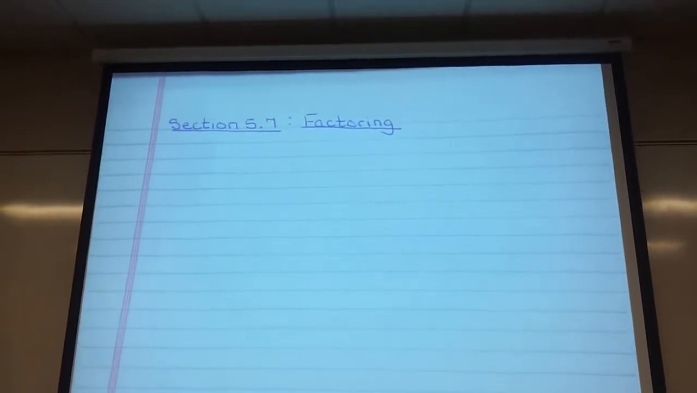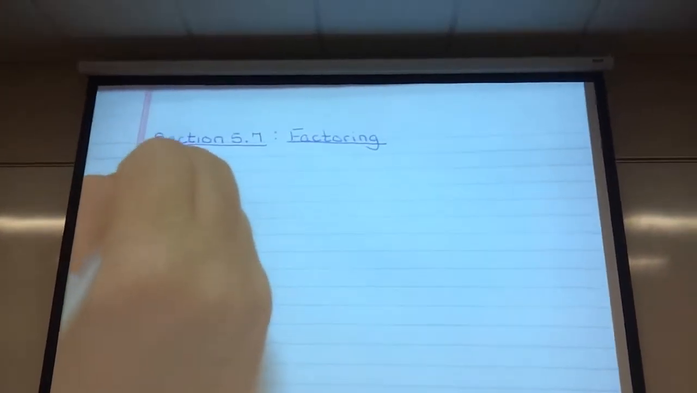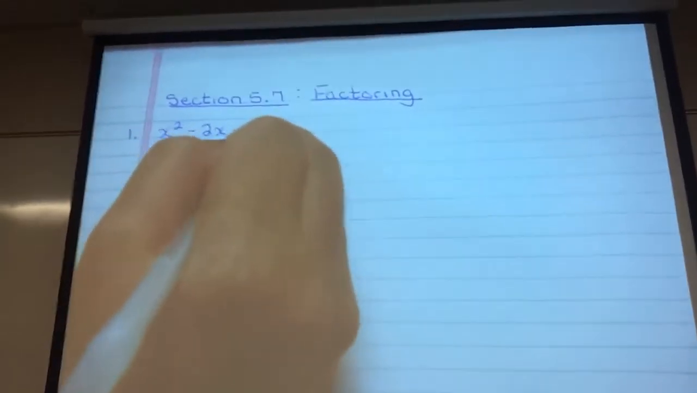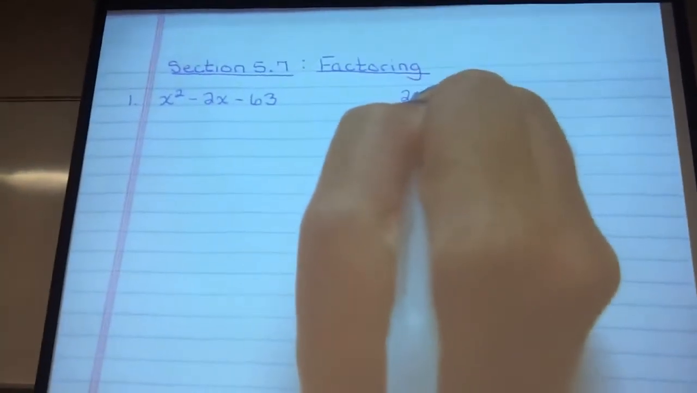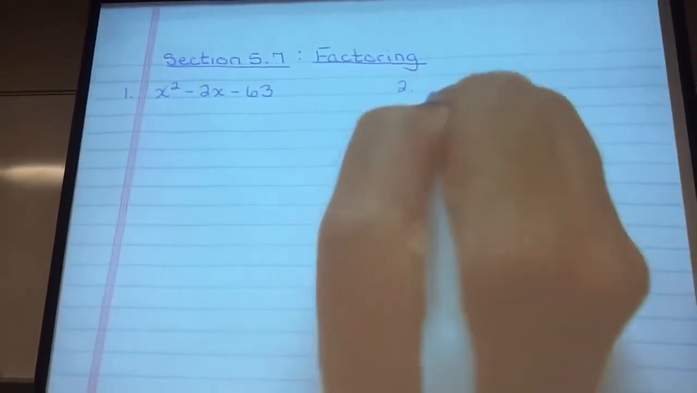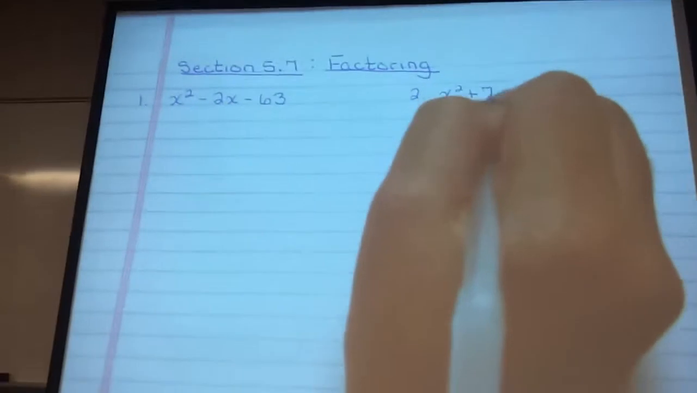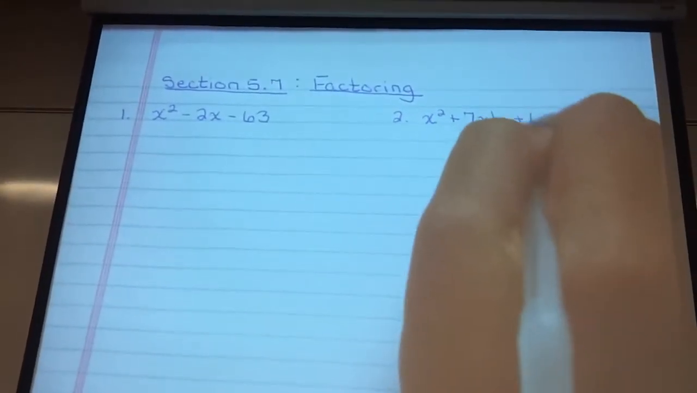All right, so let me put 2 problems at a time up here for you. X squared minus 2x minus 63. And number 2, x squared plus 7xb plus 6b squared.